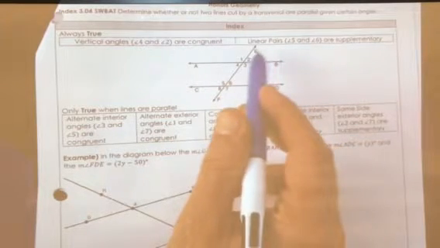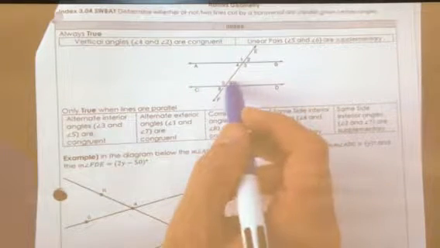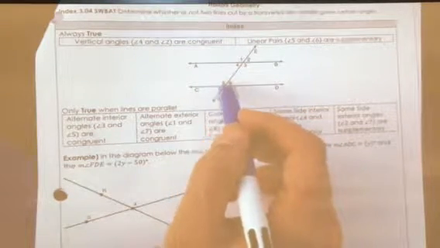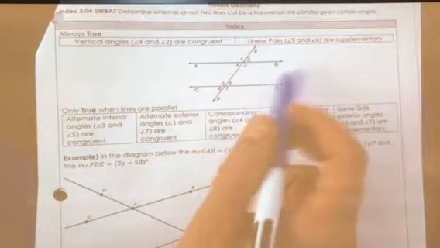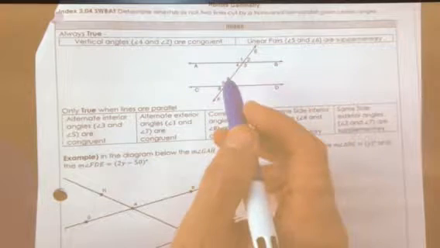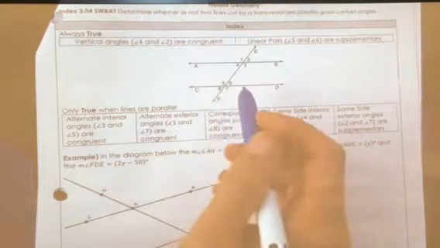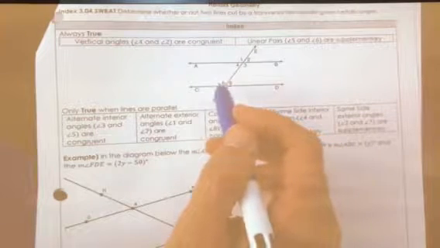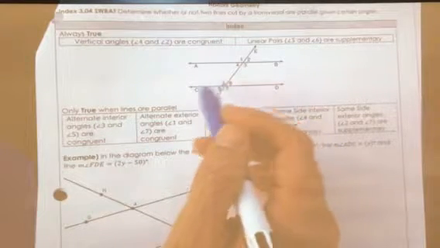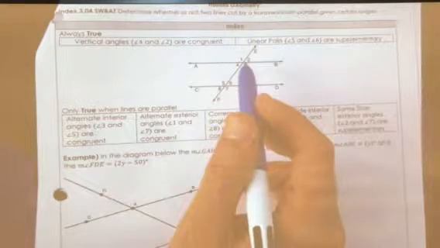Likewise, linear pairs like angle 5 and 6, knowing that they add to equal 180 degrees, knowing that they are supplementary, does not tell us whether AB is parallel to CD because angle 5 and angle 6 only involve CD. They don't involve AB, so we don't know if they're parallel.